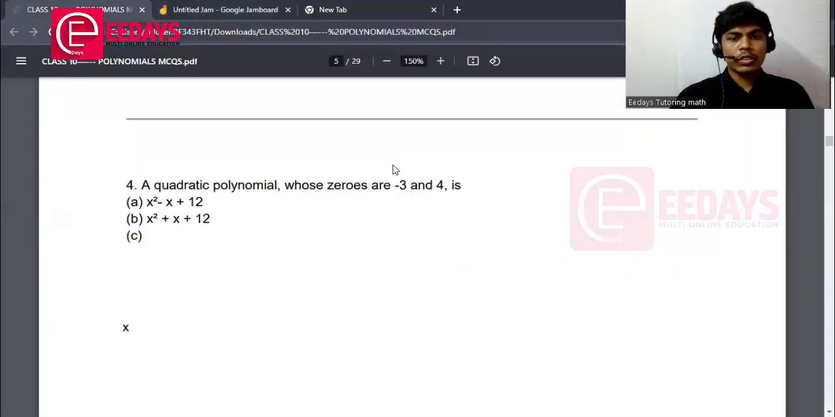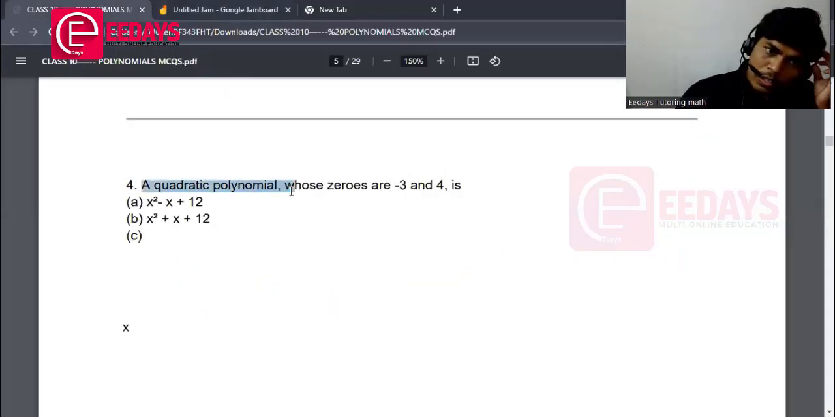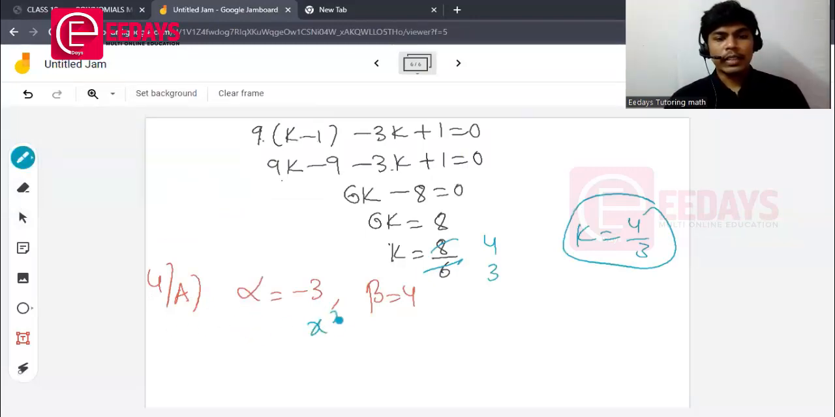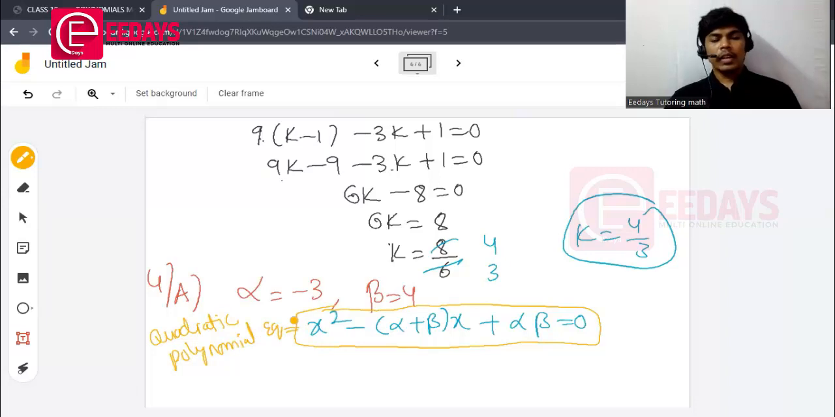A quadratic polynomial whose zeros are -3 and 4, that is, alpha is equal to -3, beta is equal to 4. We need to find the quadratic equation. So what is the general form? The quadratic polynomial equation general form is x square minus (alpha plus beta) into x plus alpha beta is equal to 0.